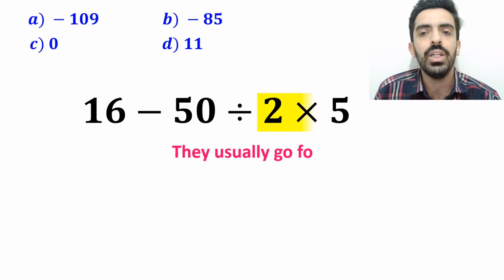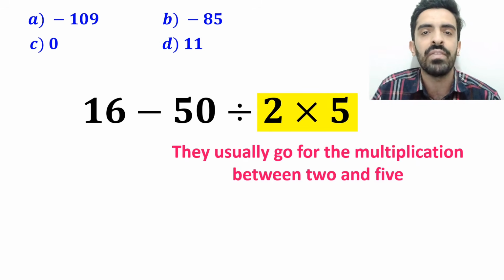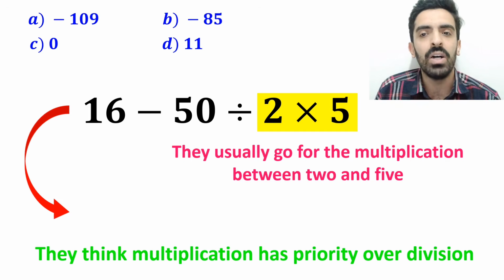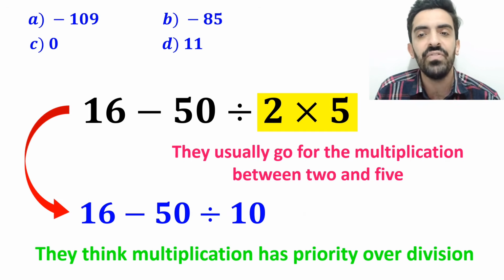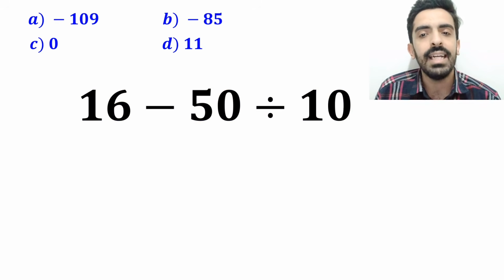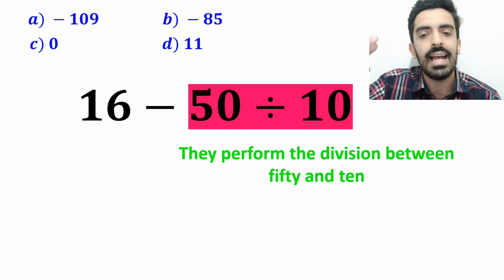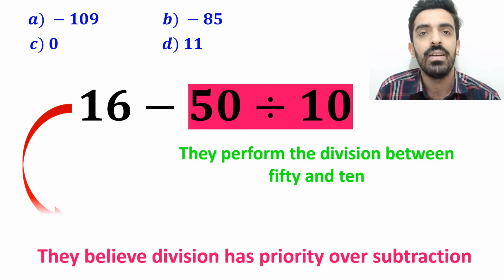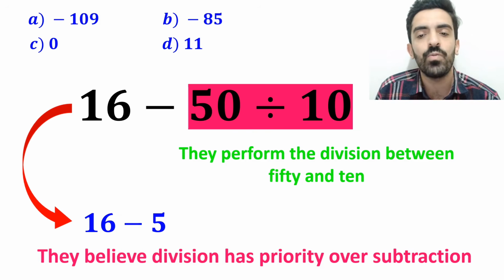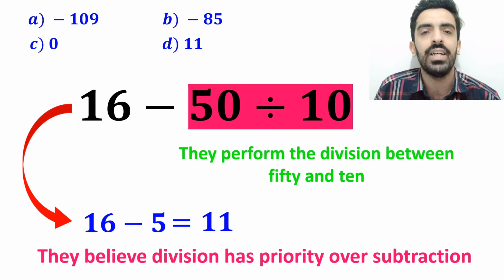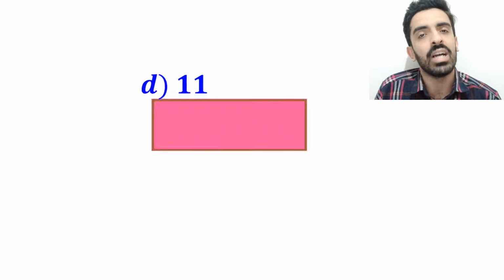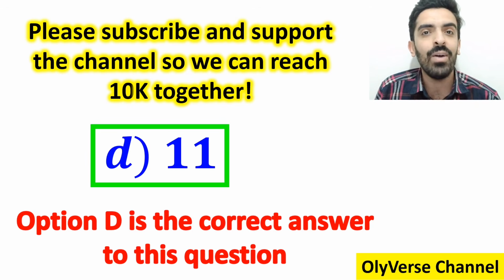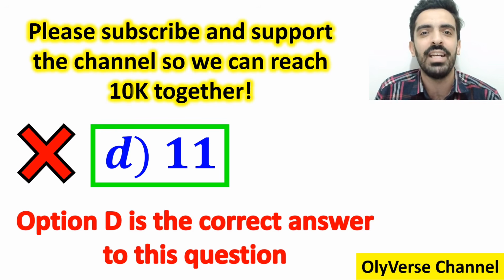In the next step, they usually go for the multiplication between 2 and 5 because they think multiplication has priority over division. So, they rewrite this expression as 16 minus 50 divided by 10. Next, they perform the division between 50 and 10 since they believe division has priority over subtraction. And they rewrite this expression as 16 minus 5, which ultimately gives them the answer 11. And immediately, they conclude that option D is the correct answer to this question. However, it's not the correct answer to this question.